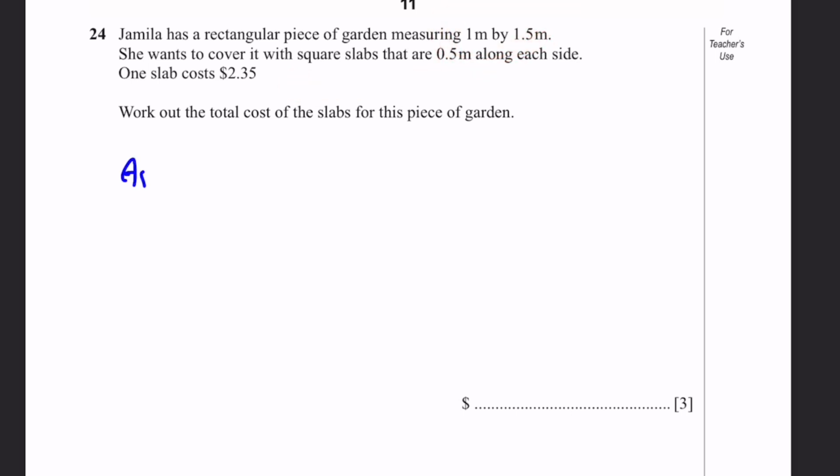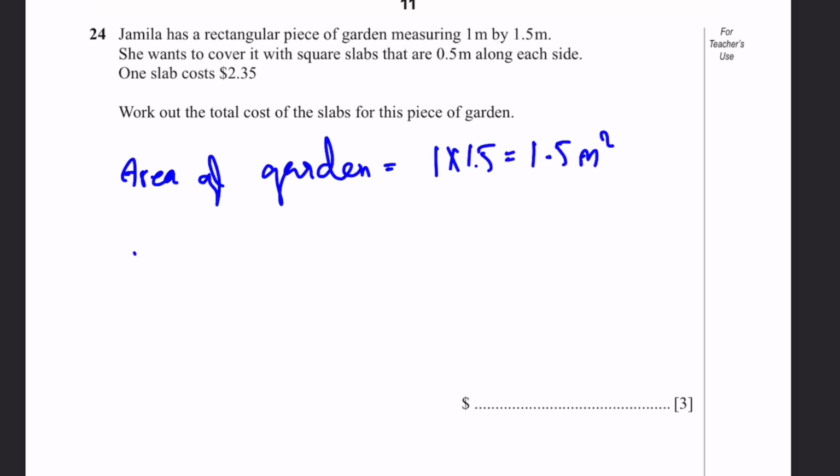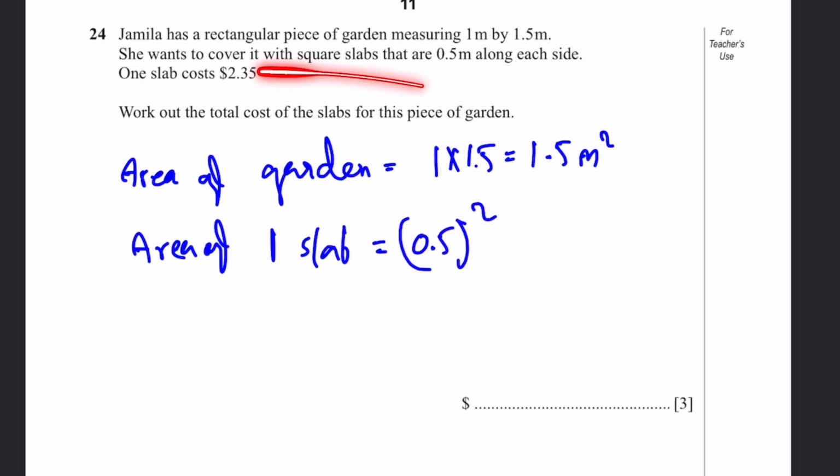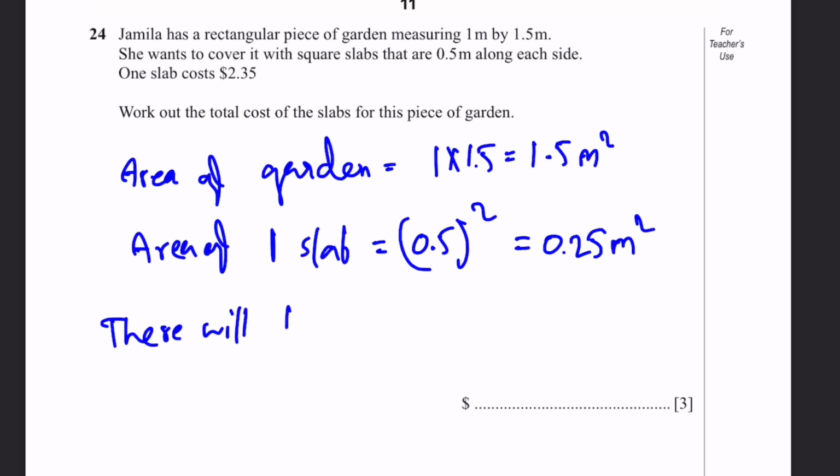So the area of the garden equals 1 into 1.5, which is 1.5 meters squared. The area of one slab is equal to 0.5 squared because it's a square slab. That means 0.25 meters squared. That means there will be 6 slabs because 1.5 by 0.25 is actually equal to 6 slabs.